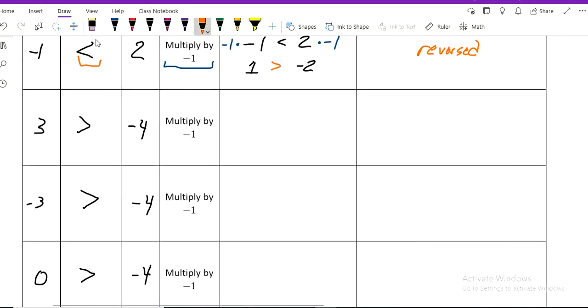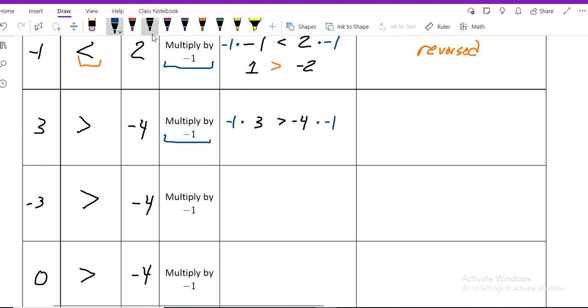Next one down, same deal. I'm going to set up the inequality like we had. Going to multiply this side by negative 1. That's what they're telling us to do. Multiply this side by negative 1.